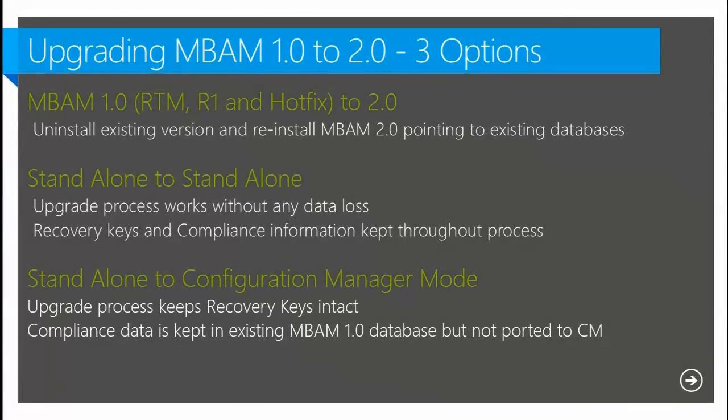Thank you. All right, so Lance showed the options. He went through the installation of the standalone and CM mode, and that's basically assuming that you're going on a greenfield. If you were going from MBAM 1.0 to 2.0, you have a couple of things to consider. We support all versions of 1.0 that are out there, the original RTM. We had the first R1, which included the localization languages, and we also had a hotfix. So as long as you're running those versions, you'll be able to upgrade to 2.0.